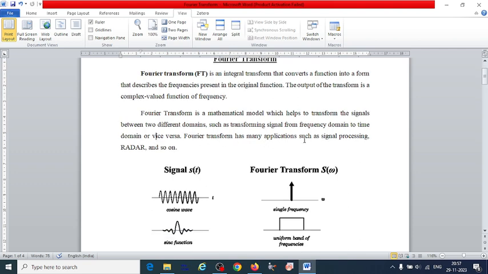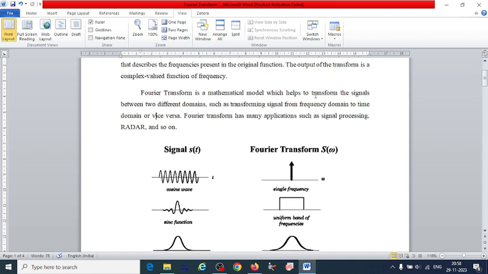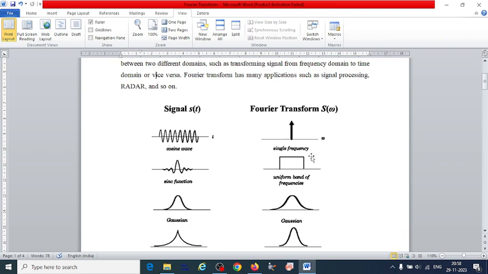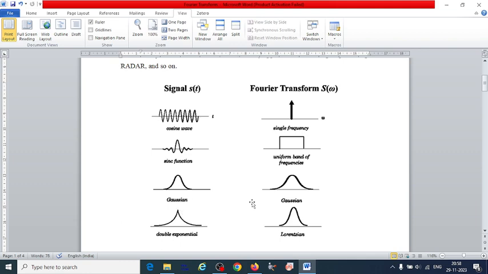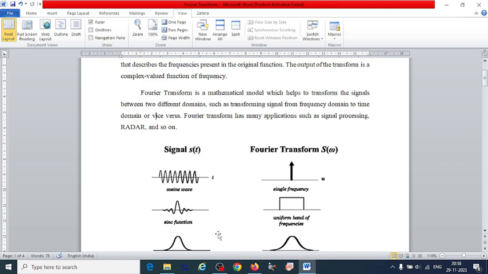Fourier transform has many applications like signal processing, radar and so on. We can understand with the help of these diagrams here. As we know, Fourier transform helps to transform signals between two different domains, like frequency domain to time domain, and here time domain to frequency domain. These are in time domain and these are in frequency domain. So a cosine wave we can write as a single frequency, and a sinc function is a uniform band of frequency. Gaussian, just a little bit of variation. So double exponential, Lorentzian in Fourier transform. Like that we can transform the signals into different domains.